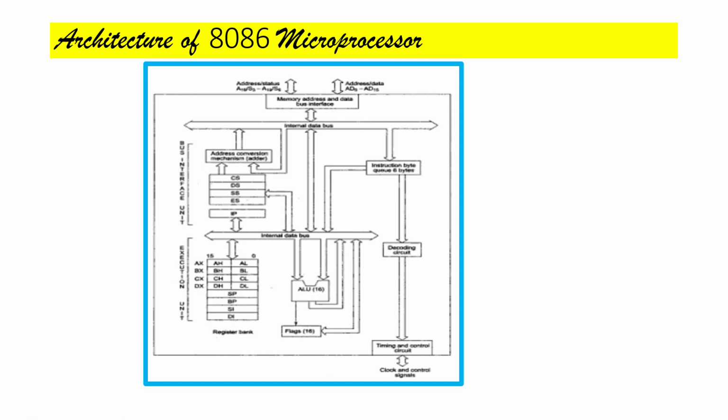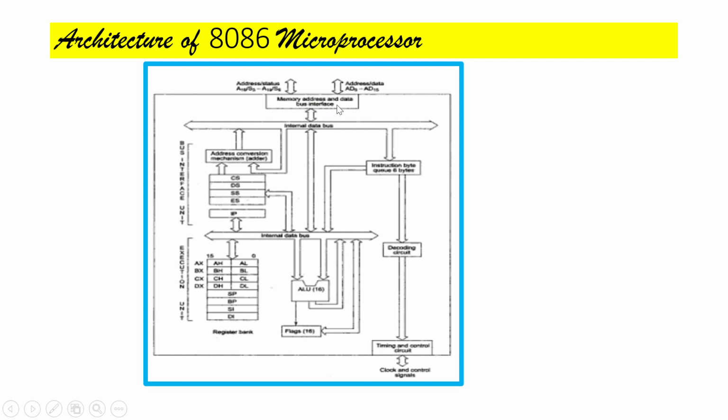Now this value is coming from here to the address conversion mechanism. First, the segment register value over here and the IP come through this internal data bus. With the help of the physical address generation mechanism, the segment register is multiplied by 10 and added with the offset value to generate the 20-bit address.